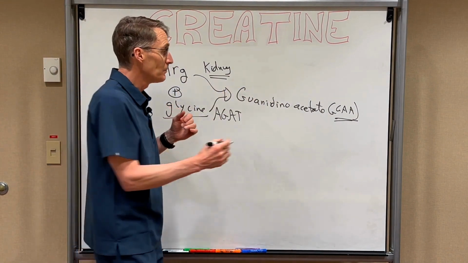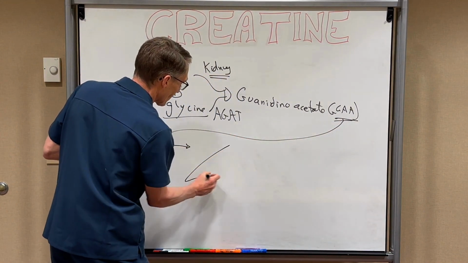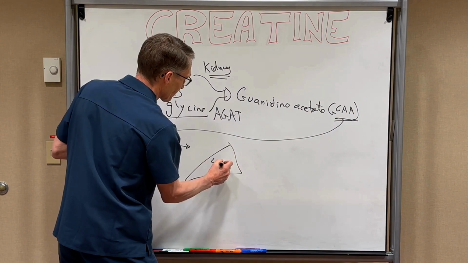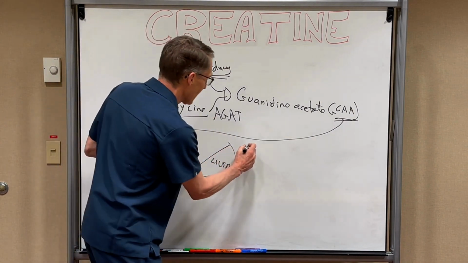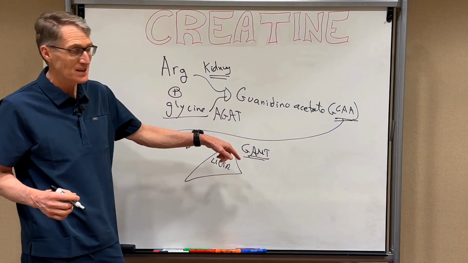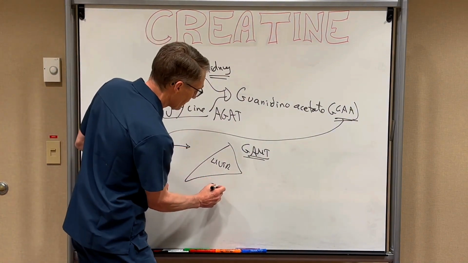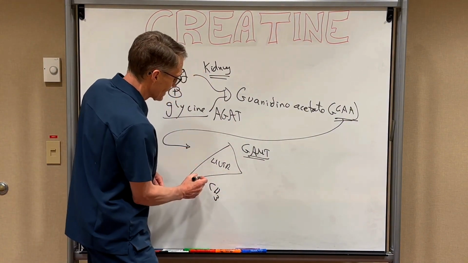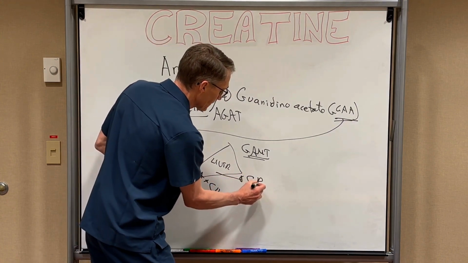GAA is in our blood, and then the GAA goes to another organ called the liver. And in the liver there is an enzyme called GAMT. And GAMT is guanidinoacetate methyltransferase. So essentially what it does is it takes a methyl group and it adds it to GAA, and we get creatine.